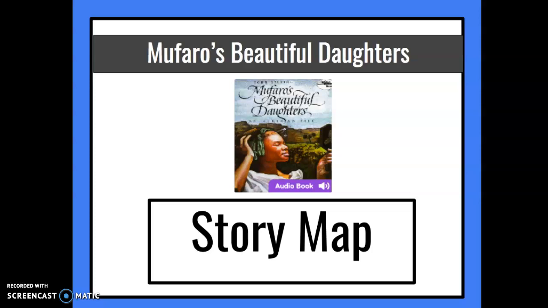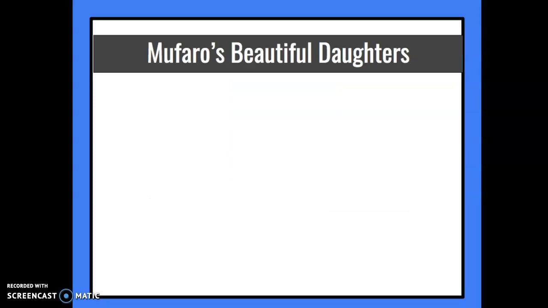Okay, this lesson is on creating a story map of our story. You will have your own story, which I'll give you at the end of this lesson. The story that I'm going to do it on is Mufaro's Beautiful Daughters. And you can listen to the story. It's in the link that is contained also at the top of this lesson, above it.